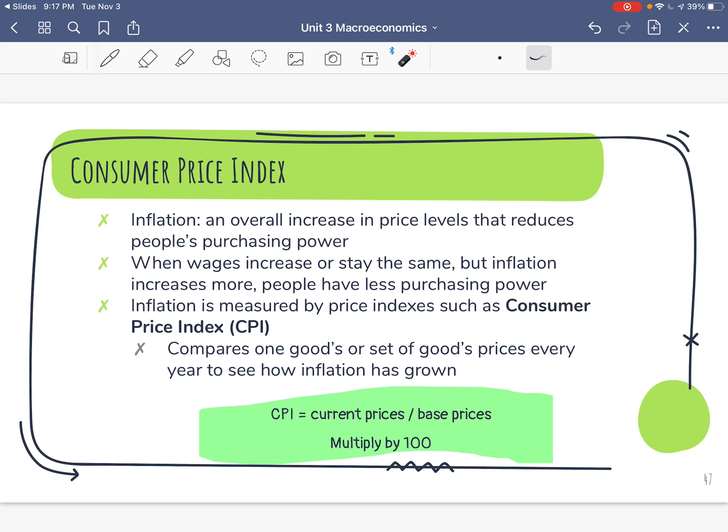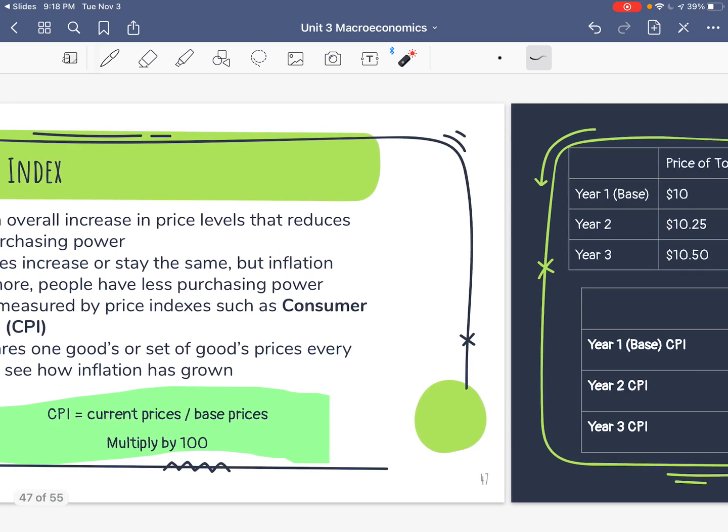So inflation is often measured by price indexes, such as consumer price index, and that's the main one that we're going to be looking at. Consumer price index looks at one good over multiple years, or one set of goods. Like school supplies, you have to buy 3 notebooks, 3 folders, and a thing of highlighters, and you look at that every year and think, has the price gone up? So it compares one good or set of goods prices every year to see how inflation has grown. And the formula is down here. It's the current prices divided by the base prices, and we multiply by 100.